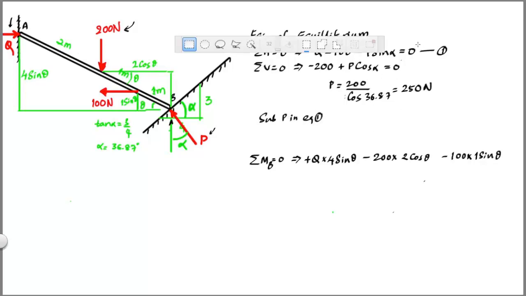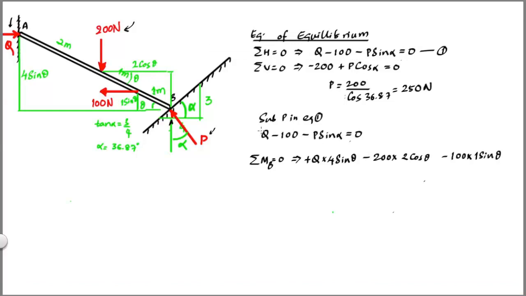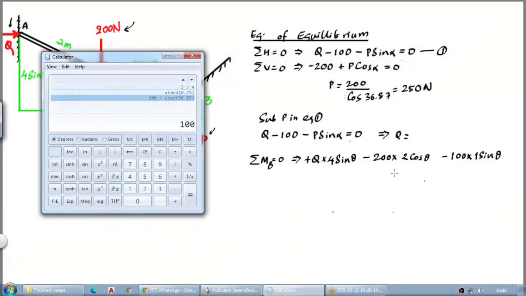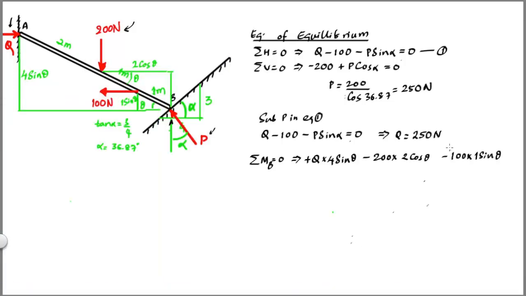So here it is. I have taken equation number 1 here, and I just have to substitute the value of P into this. P is 250, and the alpha value is known, 36.87. So let's substitute and find the value of Q. Q is going to be, when 100 is sent to the other side, it becomes positive 100, plus P, that's 250, times the sine of the angle alpha, 36.87. This gives me 250 again. So now we got the value of both P as well as Q as 250 newtons.